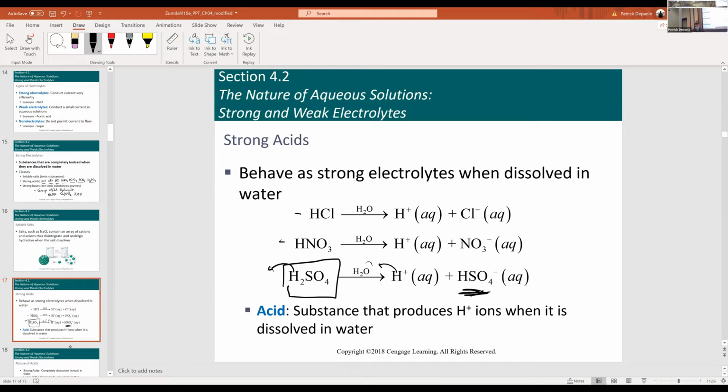And this is what we call a diprotic acid, meaning 2 protons, diprotic. There's also triprotic acid like phosphoric acid, but that's another story.